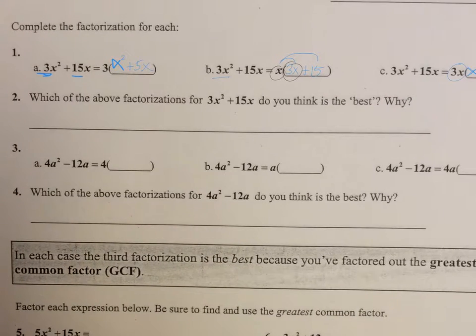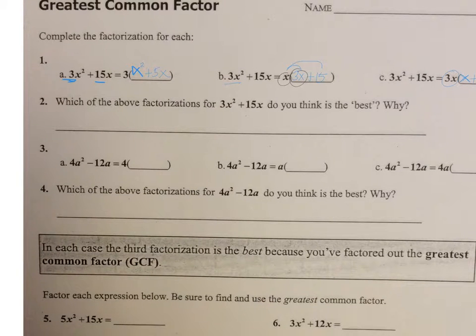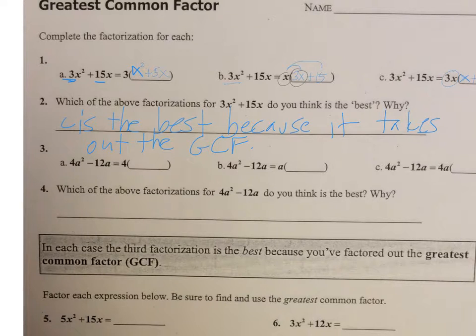Number 2 says, which of the factorizations for 3x squared plus 15x do you think is the best and why? And so the straight answer for this one is just that C is the best because it takes out the greatest common factor. 3x is the greatest common factor between these two terms.